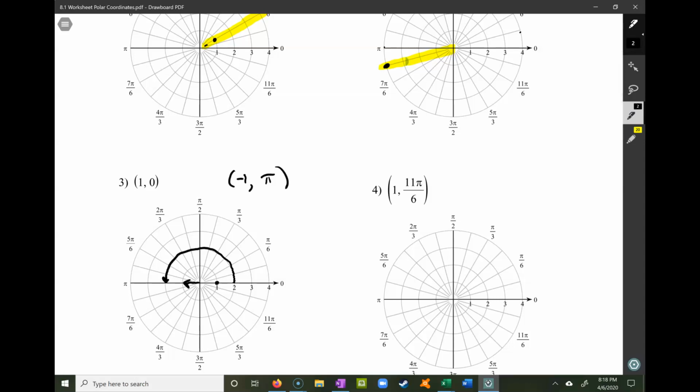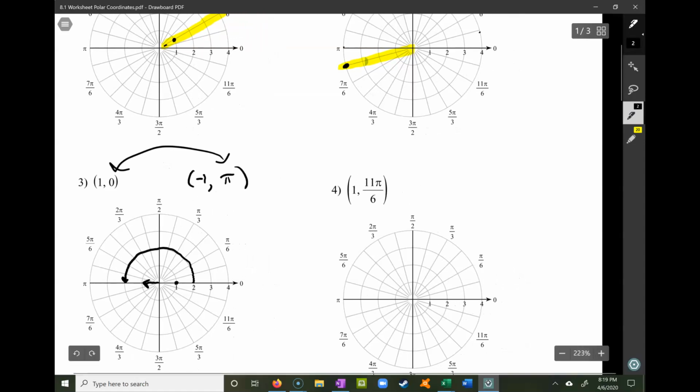And so I'm facing this direction, but I'm going to do a negative radius, which means I go the opposite direction that I'm facing. So even though I'm facing towards the negative x-axis, I'm going to go on the positive x-axis because of the negative. Notice, so these two would give me the same location.